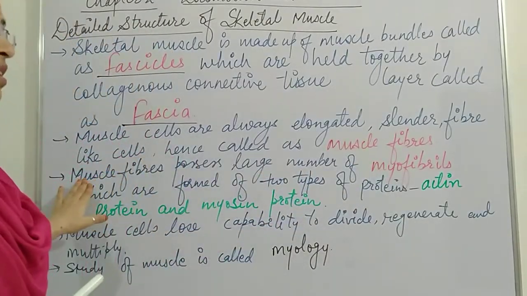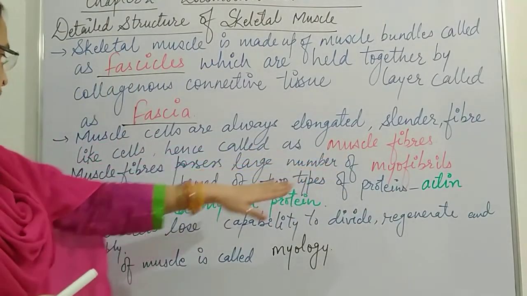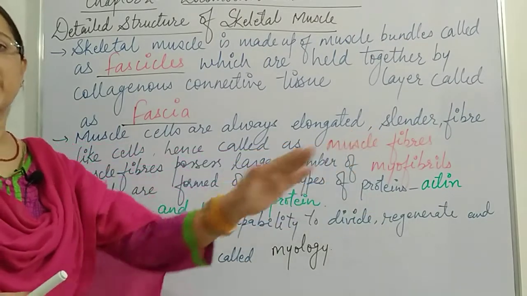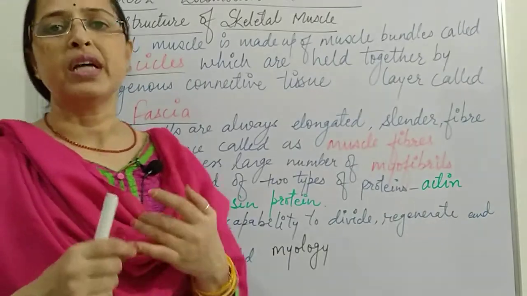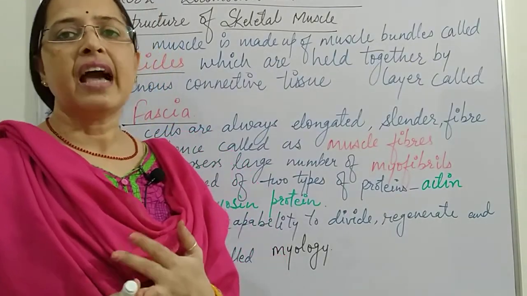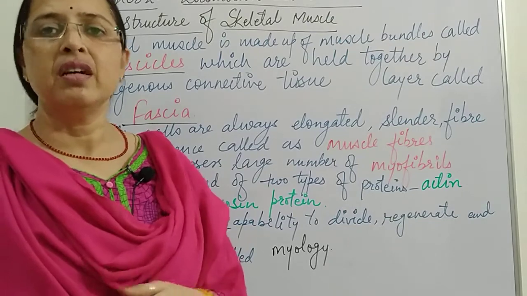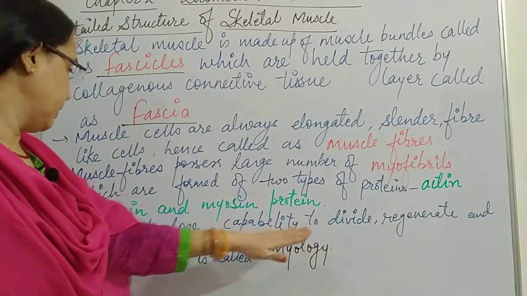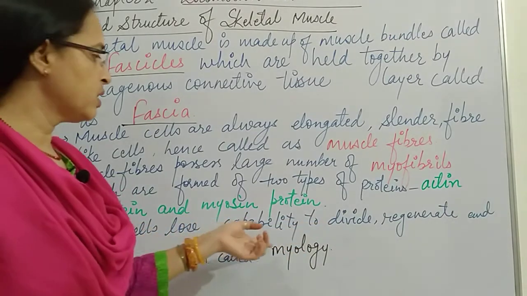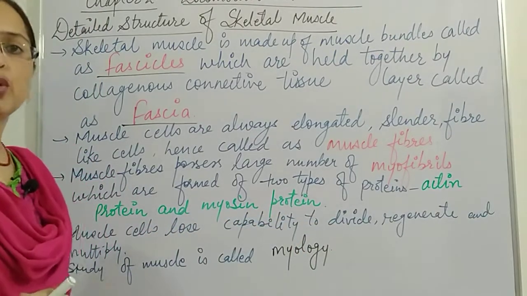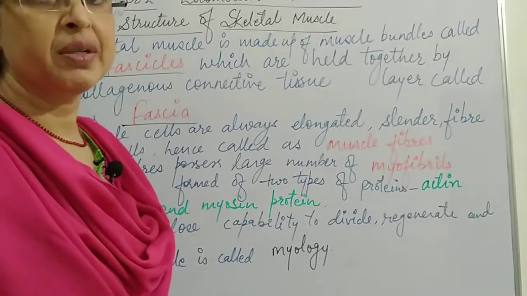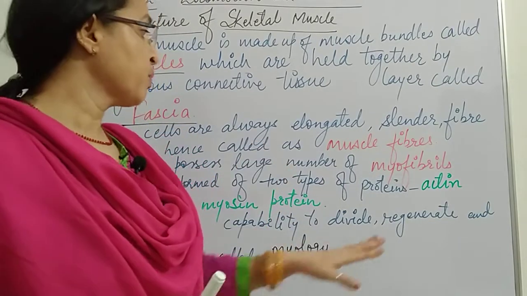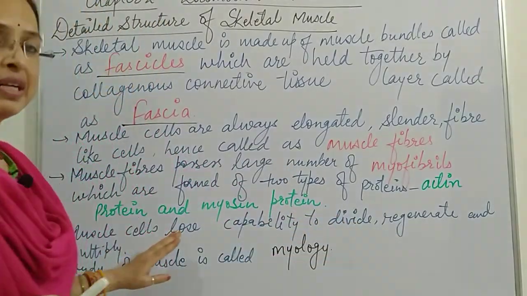So muscle fibers possess myofibrils, which are made up of two types of proteins. One is the actin protein and the other one is the myosin protein. Actin protein and myosin protein. Muscle cells lose their capability to divide. That means they don't divide, they don't regenerate. If any injury is done, their regeneration is reduced, and they don't multiply.